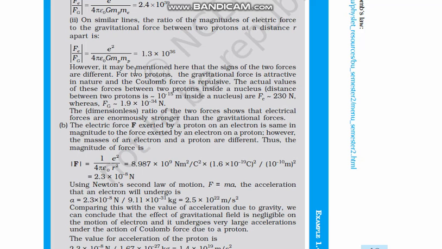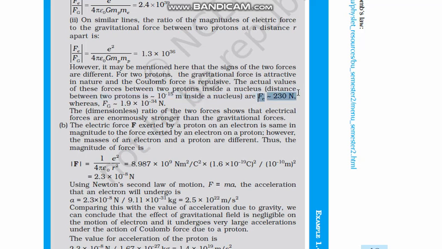However, it may be mentioned that the signs of the two forces are different. This is positive, that means repulsive. For two protons the gravitational force is always attractive in nature, and the Coulomb force is repulsive. Now consider the actual values of these forces between two protons inside a nucleus, as we discussed, where protons can only be. The distance between protons is 10 to the power minus 15 meter, which is the diameter of the nucleus.